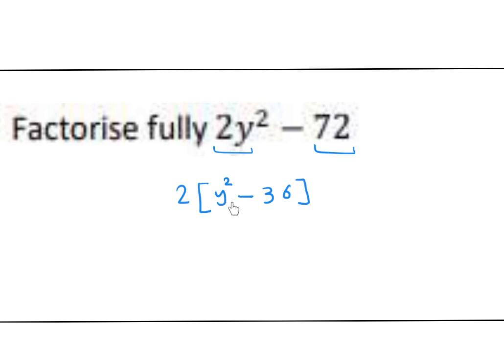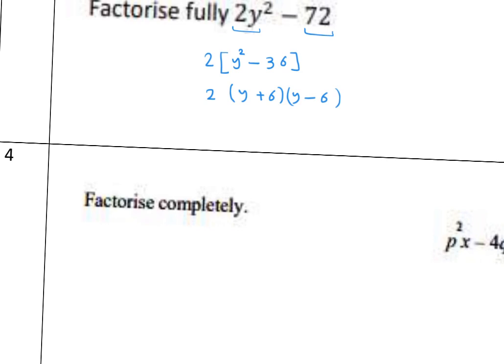Now look at this bracket. Isn't it a difference between two squares? Because we have y squared, and 36 is a square with square root 6. So we can factorize this bracket into two brackets: y squared, y times y; 36, 6 times 6; plus minus. Don't forget this 2. Next one.